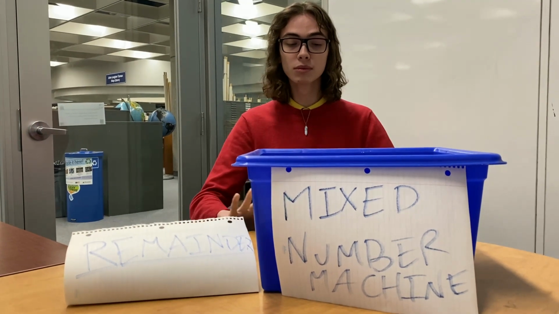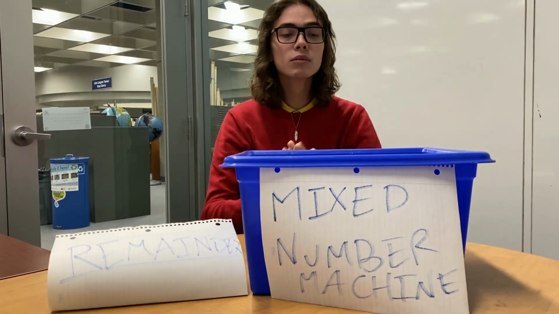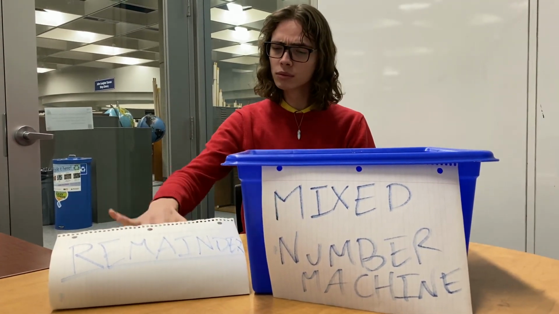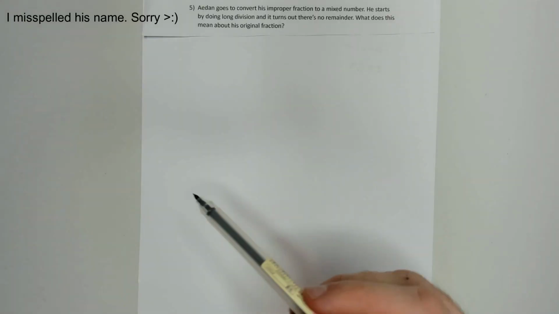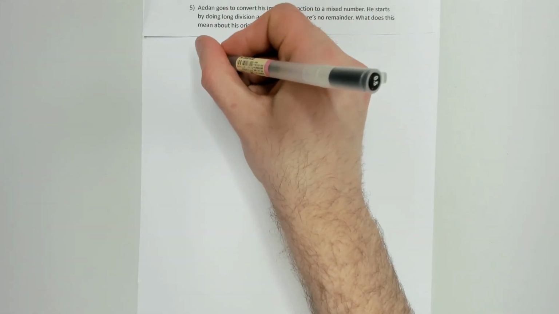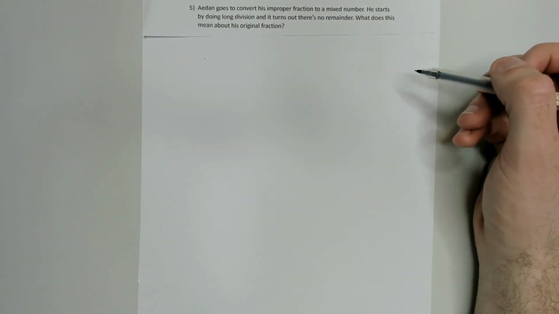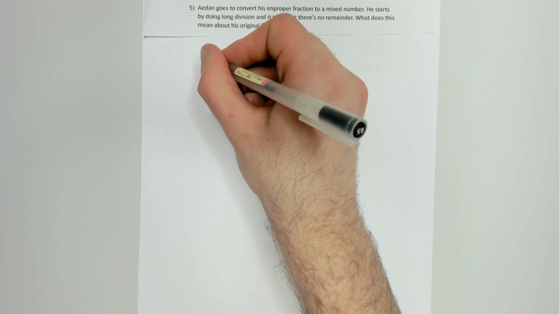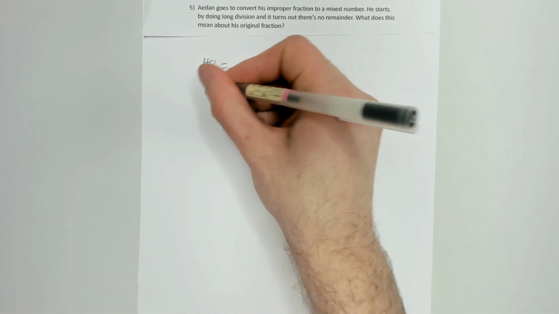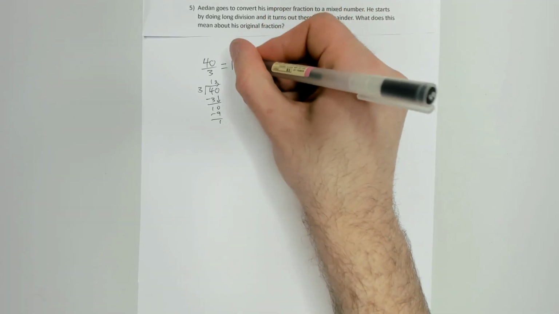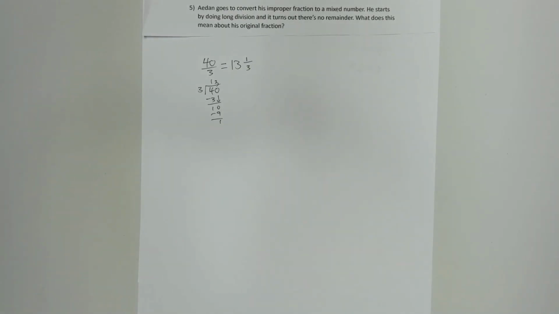Aidan goes to convert his improper fraction to a mixed number. He starts by doing long division, and it turns out there's no remainder. What does this mean about his original fraction? Okay, so he's got an improper fraction, and we know the way we convert improper fractions into mixed numbers is dividing them, and then we use the remainder to give us the fractional part, right? For example, 40 over 3. If we do 40 long divided by 3, we get 13, and then our remainder is 1, so we get a third as the fractional piece, right?